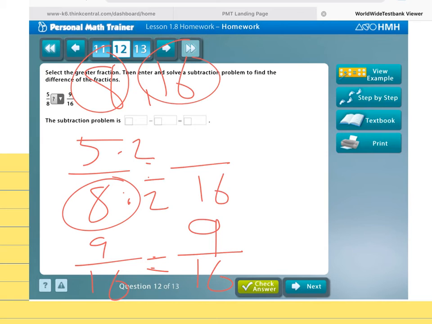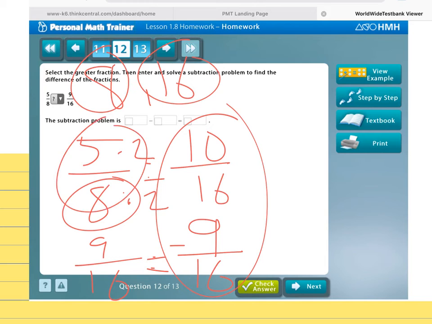So 8 times 2 is 16, 5 times 2 is 10, so you're comparing 10/16 and 9/16. 10/16 is greater, so 5/8 is greater, and you put that answer there, and then you subtract them to come up with a difference of 1/16.